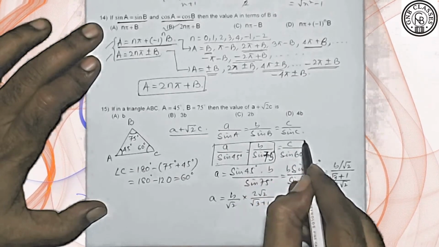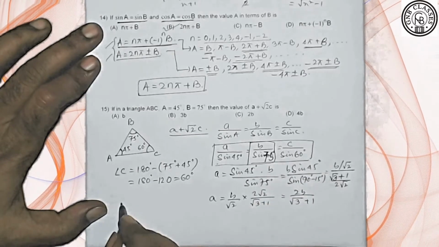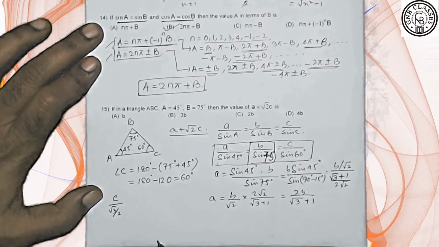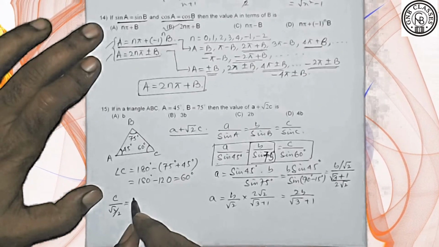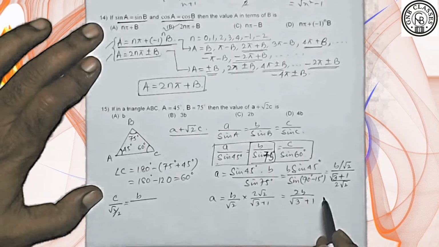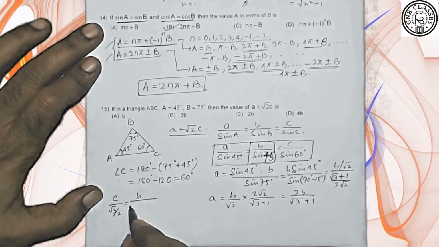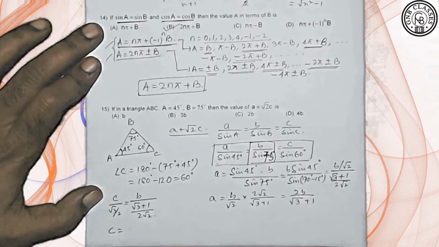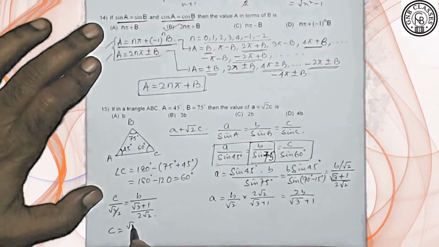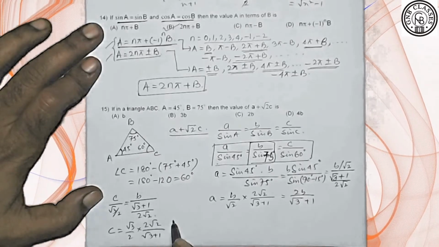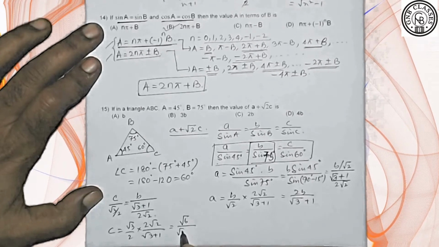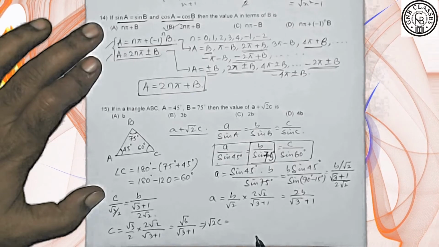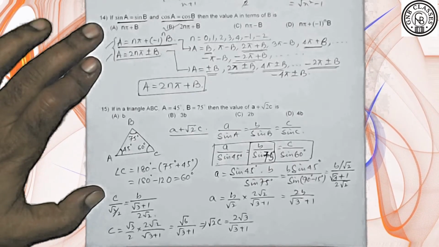Now let us take these two values. So what are we getting here? Sine 60, it's root 3 by 2, equals B by, as we have just done, cos 15 degrees, which is root 3 plus 1 by 2 root 2. So we get C in terms of B. Is it clear? Therefore, from here we can write root 2 C is 2 root 3 B by root 3 plus 1.